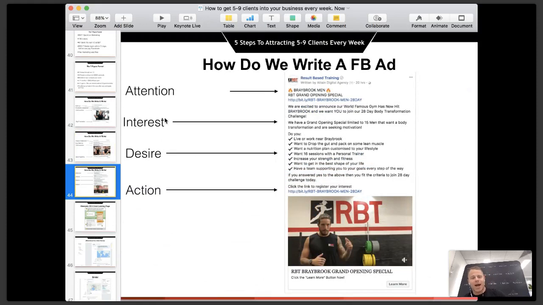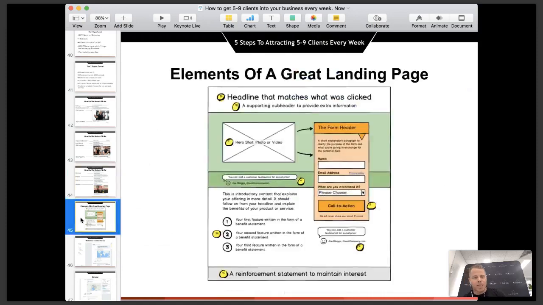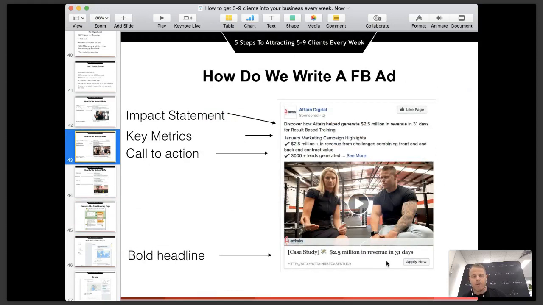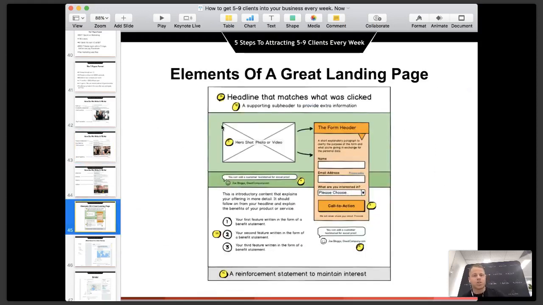So you have to think about it. Am I using the right type of copy? I know you know the funnel, guys, because we talked about this before. And now we're talking about landing pages. So your landing page, take a screen capture of this. Your headline must match what was clicked. So if this was clicked, my headline here, $2.5 million in 31 days, I should say at the top here, $2.5 million in 31 days. How we help this company generate leads that increase their business.